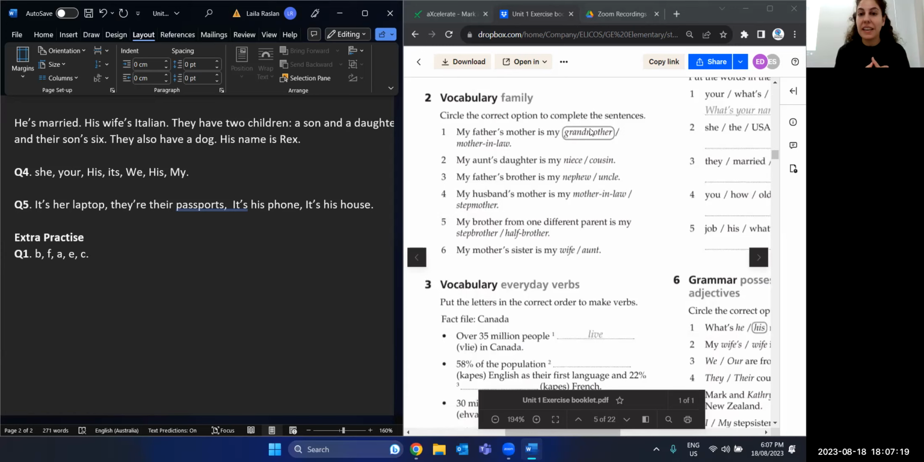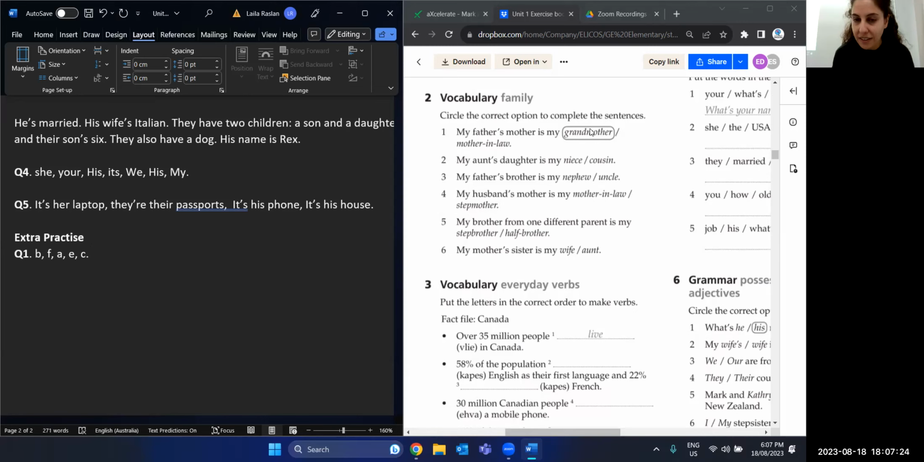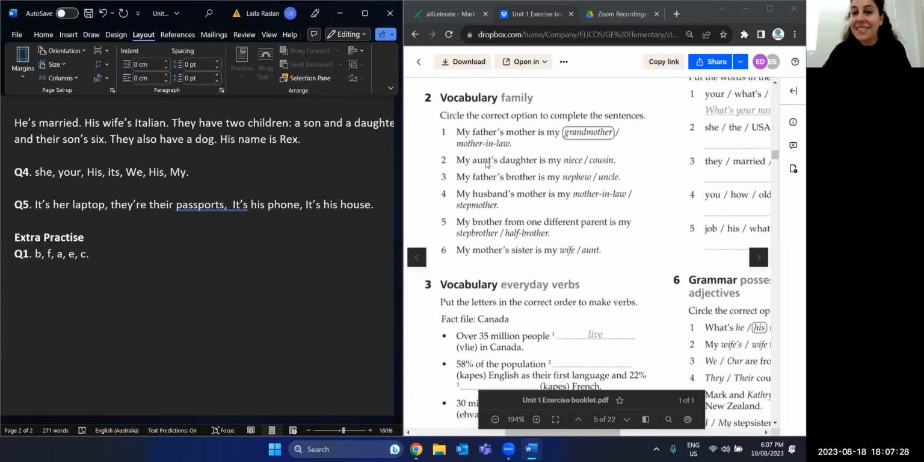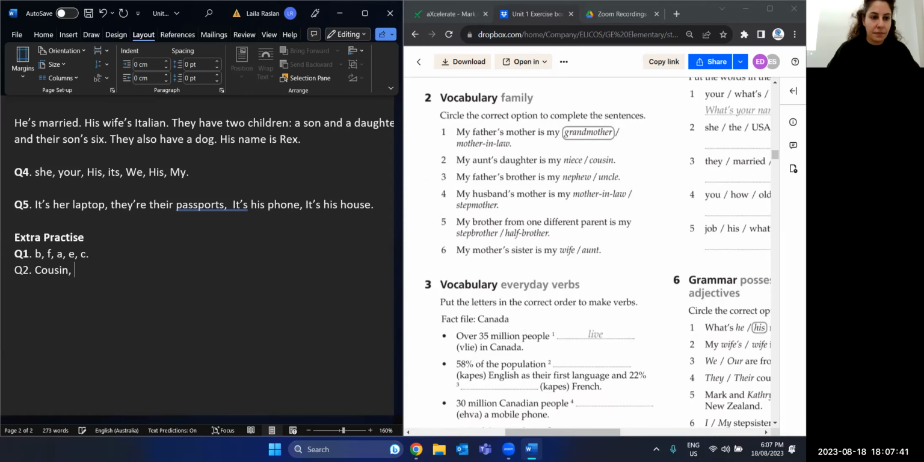Family, remember we looked at vocab for family? So my father's mother is my grandmother. My aunt's, remember how we pronounce this one? My aunt's daughter is my cousin. Cousin. My father's brother is my uncle. My husband's mother is my mother-in-law. My brother from one different parent is my, from one different parent, half. Half, because they're half blood. You can think of it that way. My mother's sister is my, yeah, aunt.